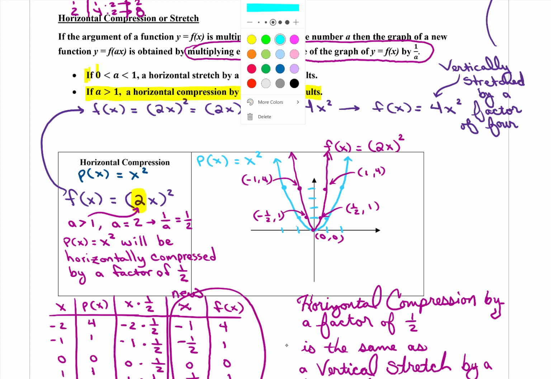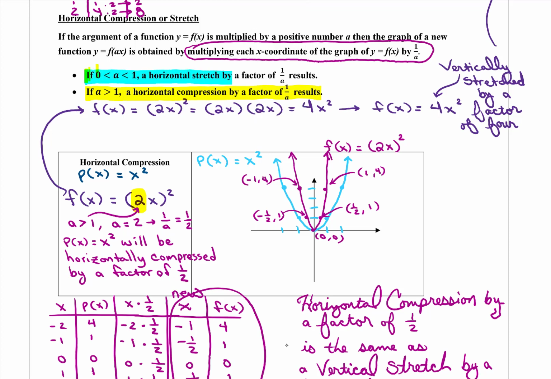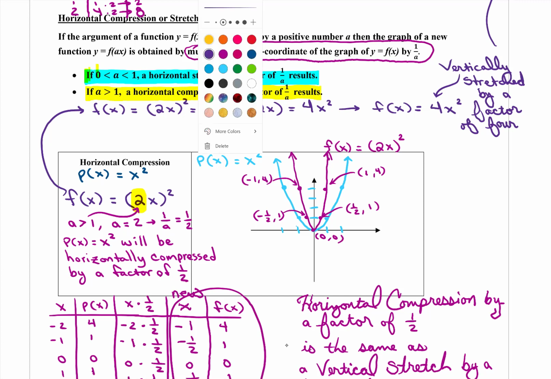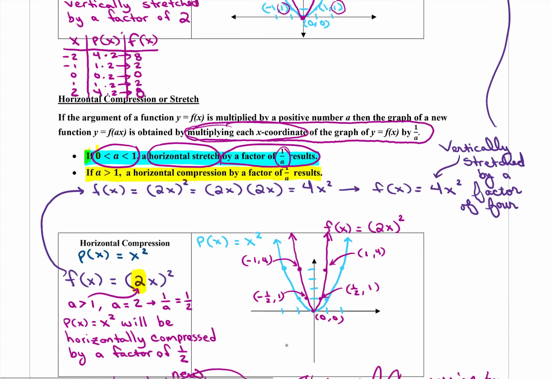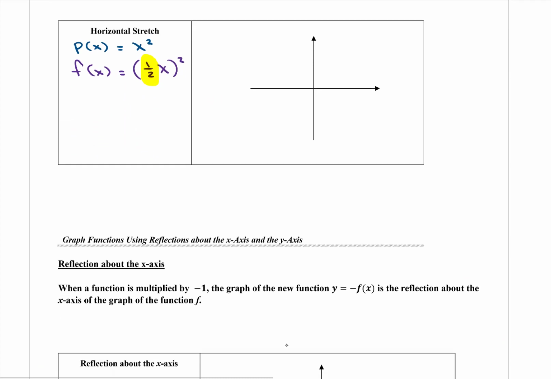So in this case, we're looking at the situation where a is greater than 0 and a is less than 1. It's going to result in a horizontal stretch by a factor of 1 over a. That's what's going to happen here. So if a is greater than 0 and less than 1, a horizontal stretch by a factor of 1 over a results. Once again, reminder, we're multiplying the x coordinate by 1 over a.